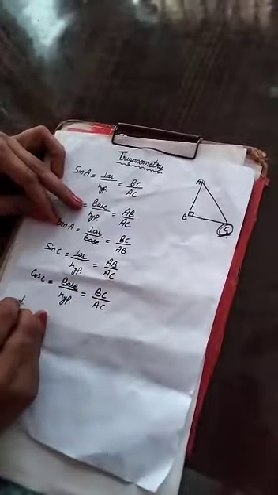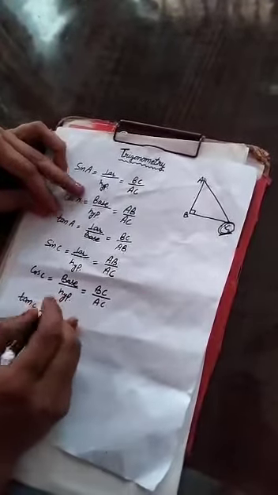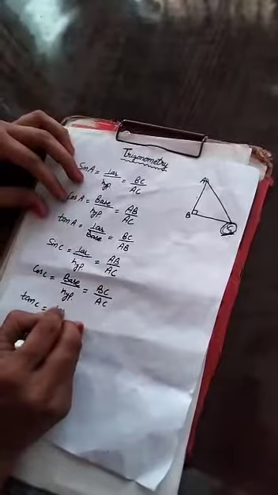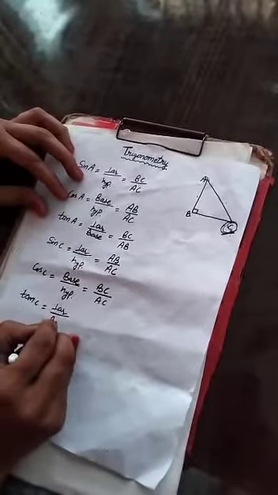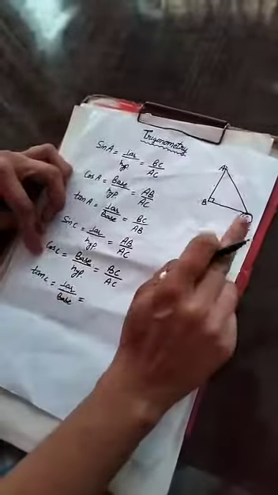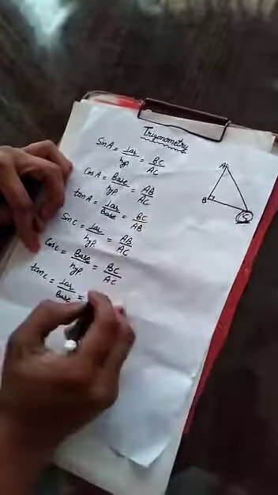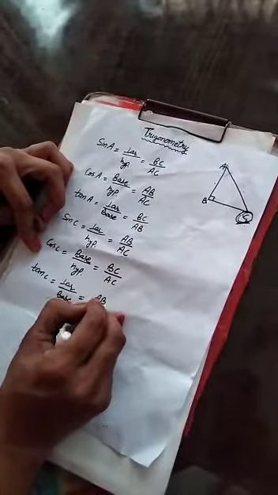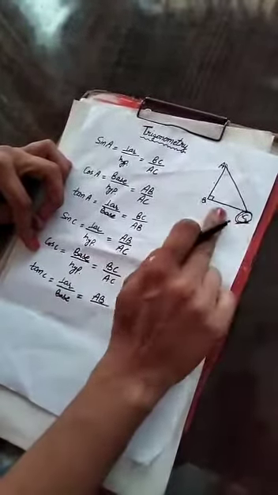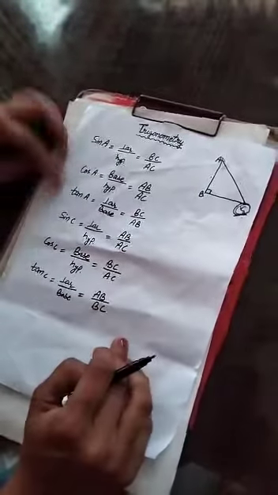Now we talk about tan C. What is tan C? Tan C is perpendicular over base. Hanji, what is perpendicular now? Perpendicular, again we are doing opposite side, that is AB, and base is adjacent side, that is BC. Is it clear to all of you?